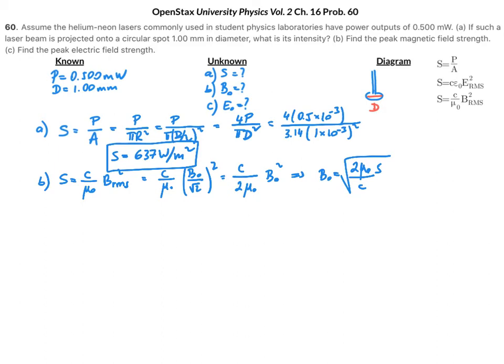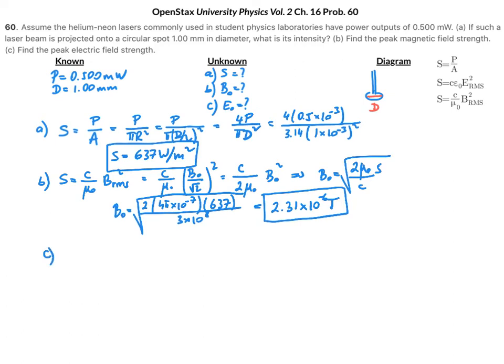So when I plug in the numbers, B naught is the square root of 2 times 4 pi times 10 to the negative 7 tesla meters per amp, times the intensity, 637 watts per square meter, divided by 3 times 10 to the 8th, square root of that. And we get a magnetic field of 2.31 times 10 to the negative 6 tesla.